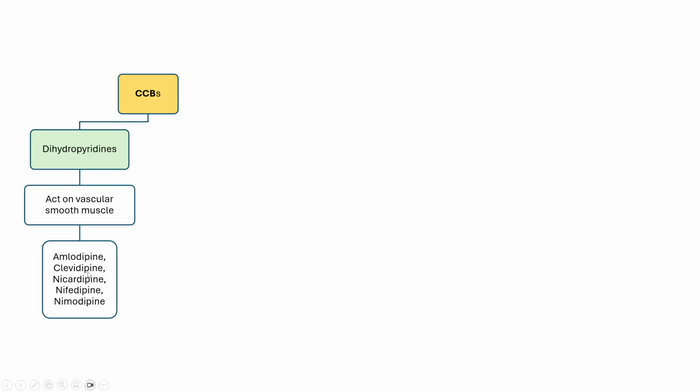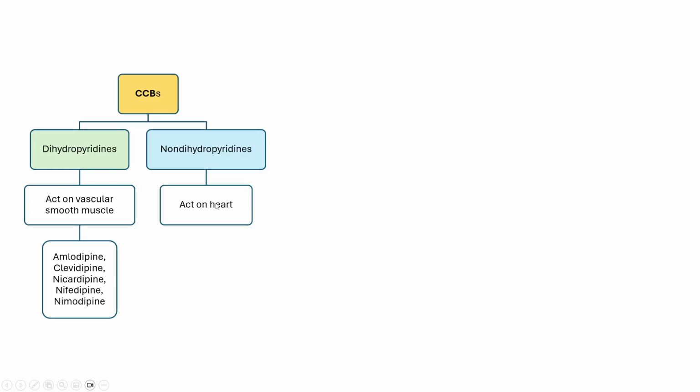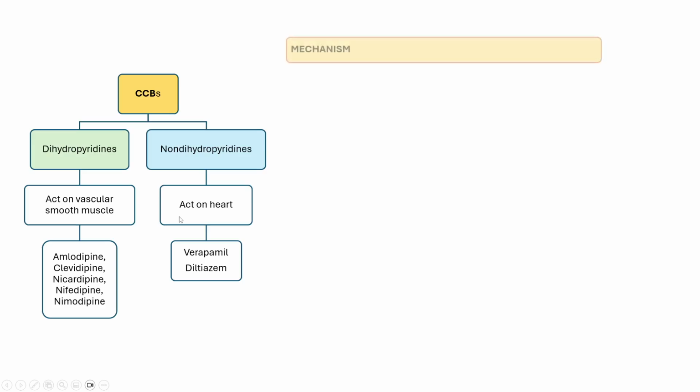The drugs under dihydropyridines are amlodipine, clevidipine, nicardipine, nifedipine and nimodipine, whereas the non-dihydropyridines are the drugs which predominantly act on the heart. We have verapamil and diltiazem. Please remember, verapamil and diltiazem mainly act on the cardiac muscles when compared to the vascular smooth muscles.